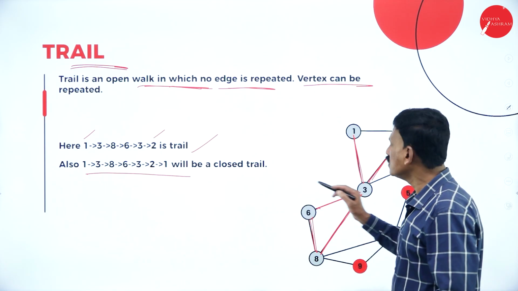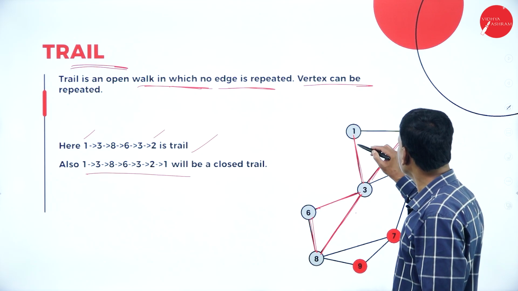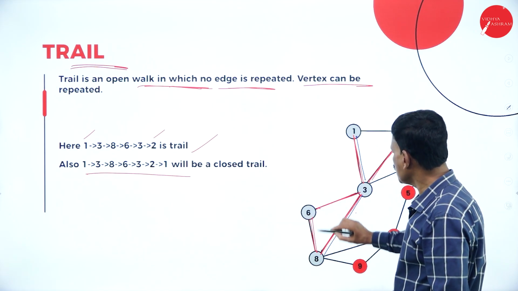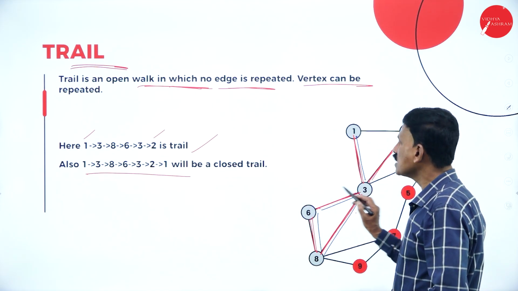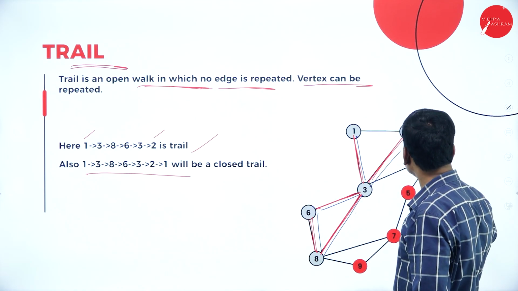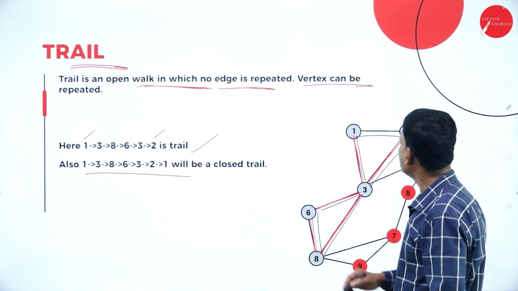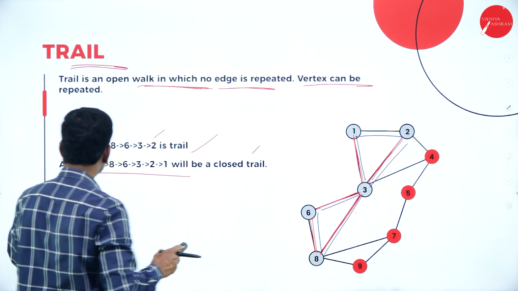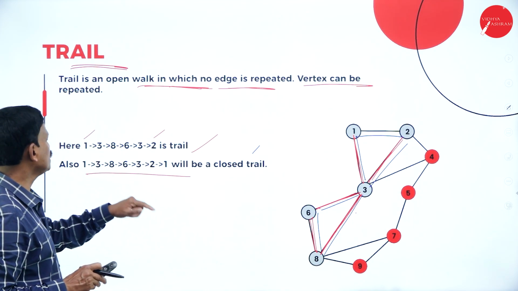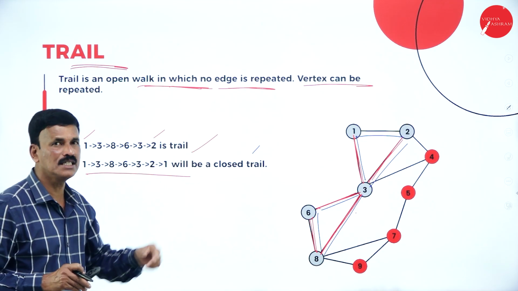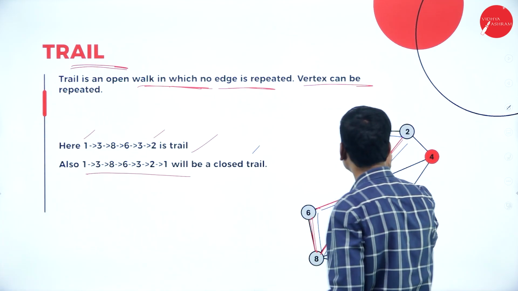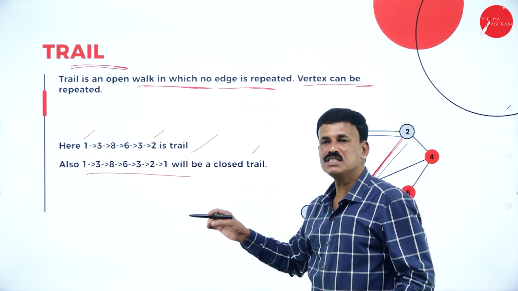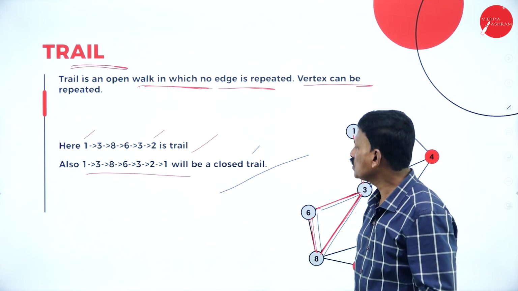Now let us take an example. 1 to 3, 3 to 8, 8 to 6, 6 to 3, 3 to 2, and again 2 to 1. So this is an example of a closed trial. The ending point is again the same as the initial point, that is 1. Here the terminal point is the same as the initial point. Therefore, this is an example of a closed trial.